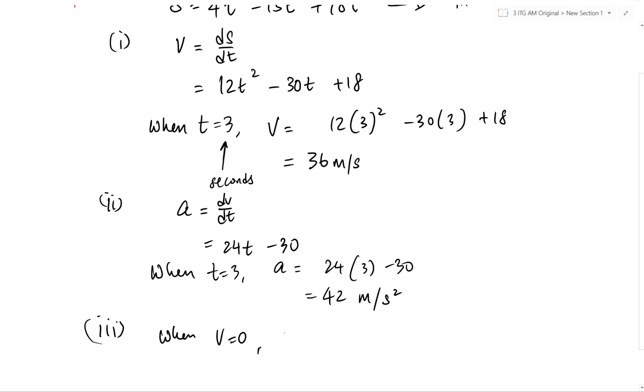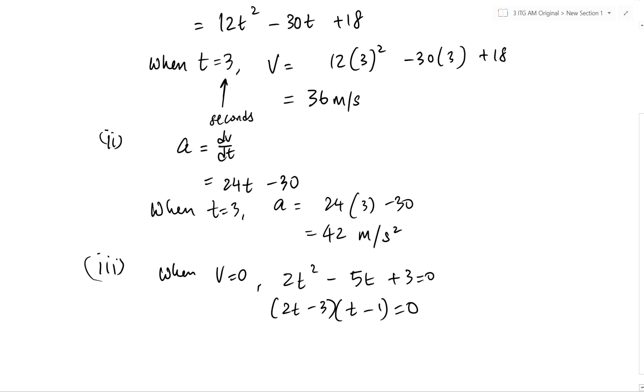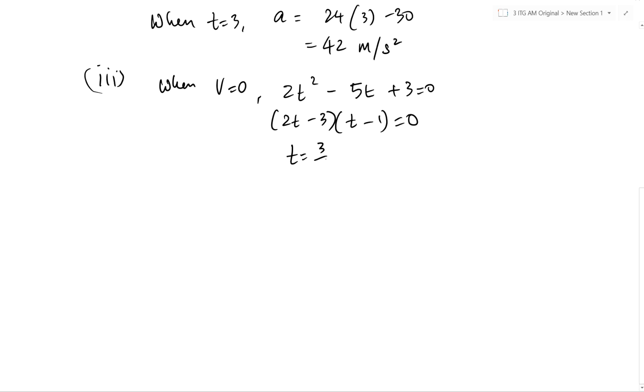divide all this by 6 straight away. We get 2t squared minus 5t plus 3 equals to 0. Are we able to factorize this or must we use the formula? 2t minus 3 times t minus 1. Yeah, sounds correct. 2t minus 3, t minus 1 equals to 0. So t equals to 3 over 2 or 1.